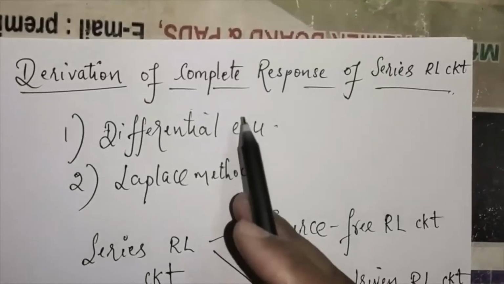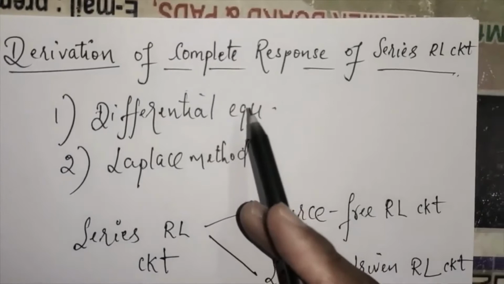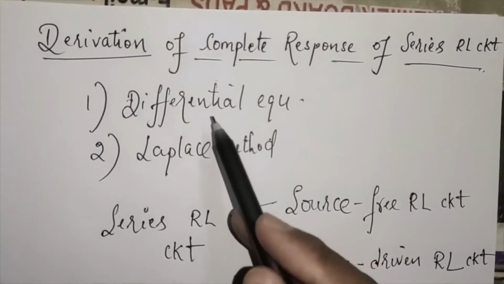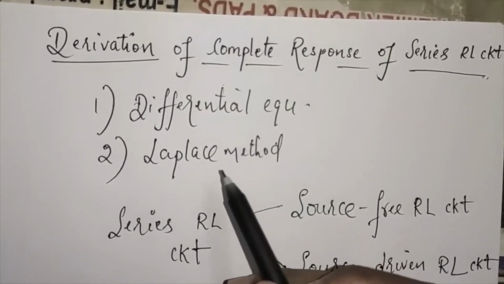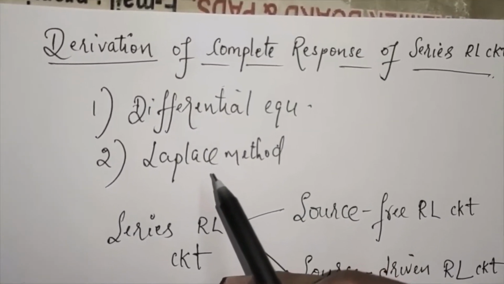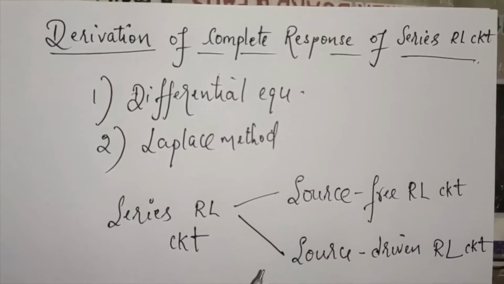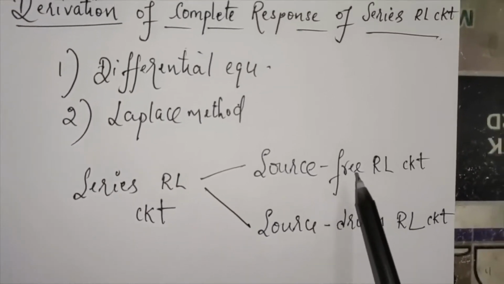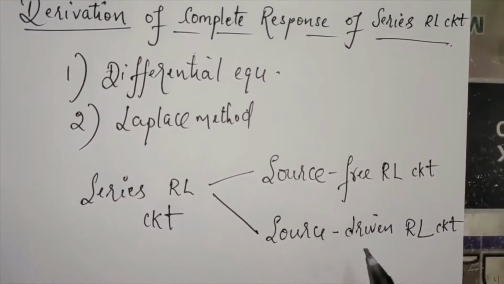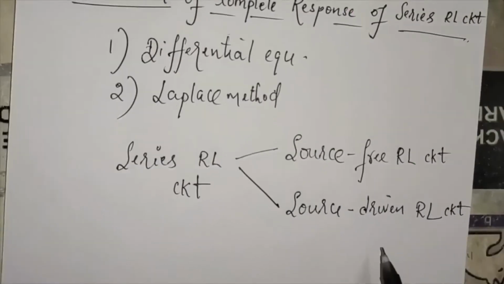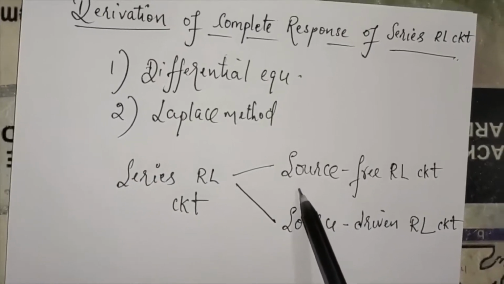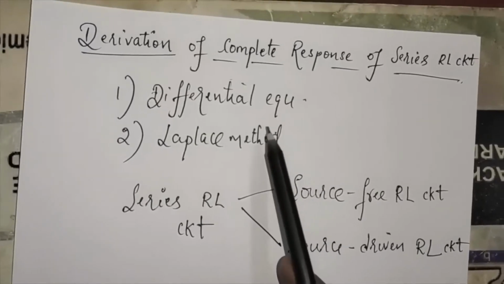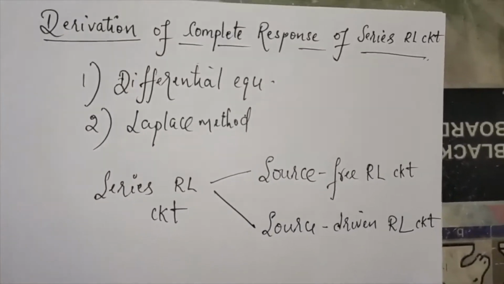So the derivation of the complete response of a series RL circuit can be done in two methods. One is using the differential equation method, the second one is by using the Laplace method. Here, for the series RL circuit we have two types. One is the source free RL circuit and another one is the source driven RL circuit. First we shall derive the expression for the source free RL circuit using the differential equation method.